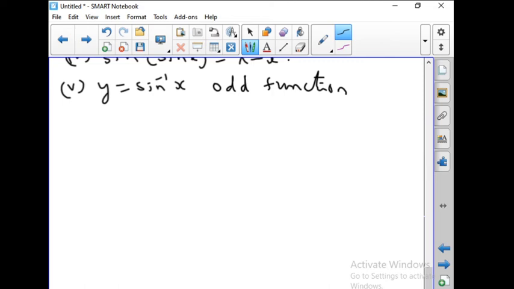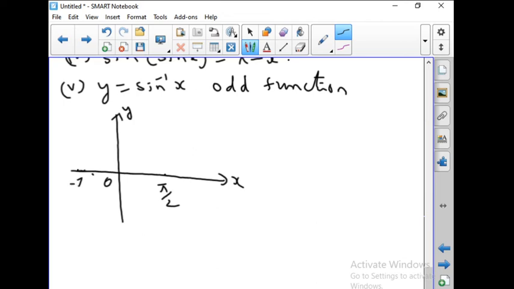So what about the graph of sine inverse of x? First, how do you draw sin x? If you take the curve, this is 0, pi by 2, and here is minus pi by 2, then the curve goes like this.